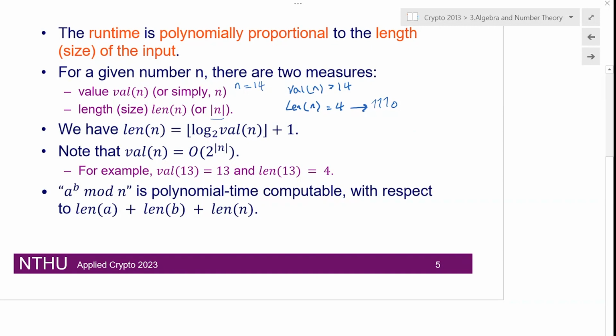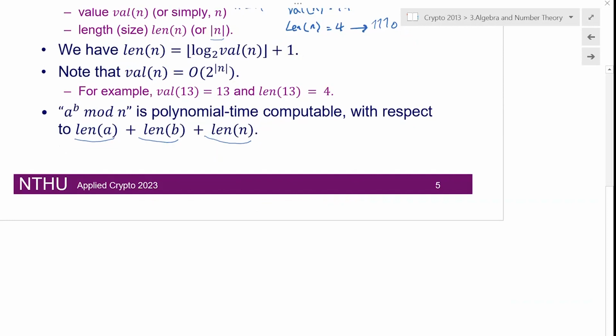computable. The complexity of this algorithm depends on the length of a plus the length of b plus the length of n, where we know that these values are the number of bits that we need to represent each of these integers, right? So now it is understandable that it is polynomial. Actually, it is logarithmic with respect to the value of these numbers, because the number of bits we need to represent n is just log of that value, right? So this is actually a sub-polynomial algorithm.